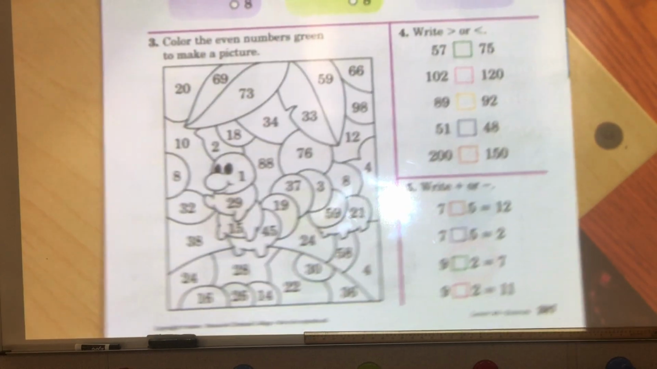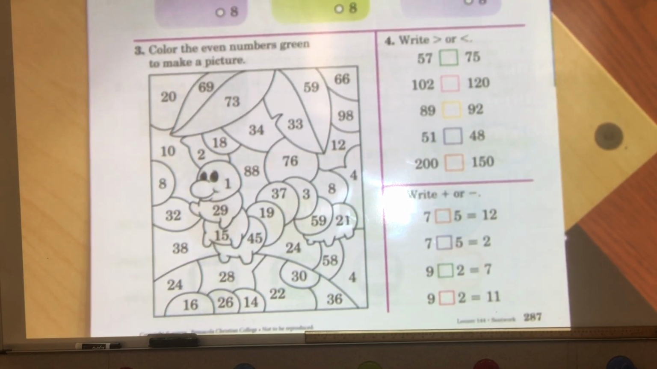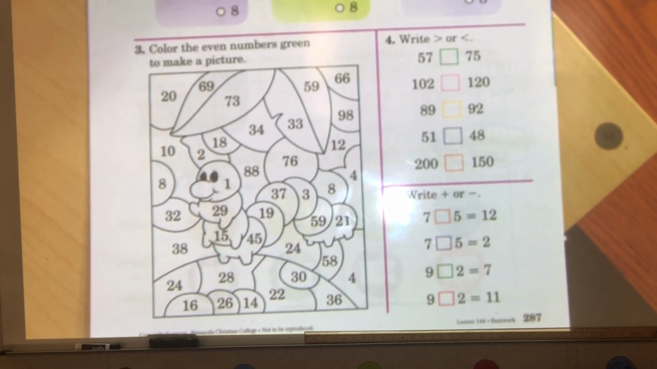Take a look at section 3. Section 3 says color the even numbers green to make a picture. So you have a picture with a whole bunch of numbers. So you're going to be coloring all even numbers green. Remember, an even number ends with 2, 4, 6, 8, and 0. If the digit in the ones place is a 2, 4, 6, 8, or 0, it is an even number. You will color it green.